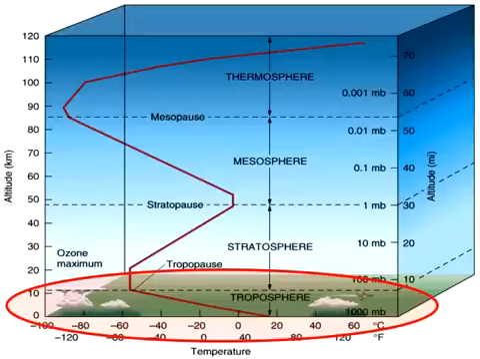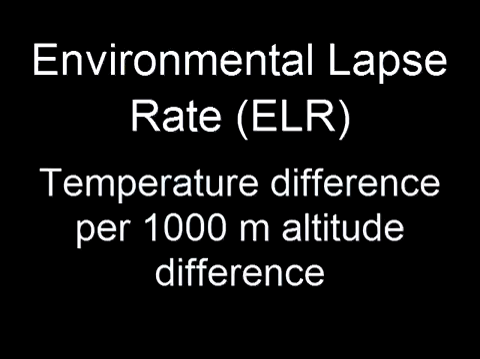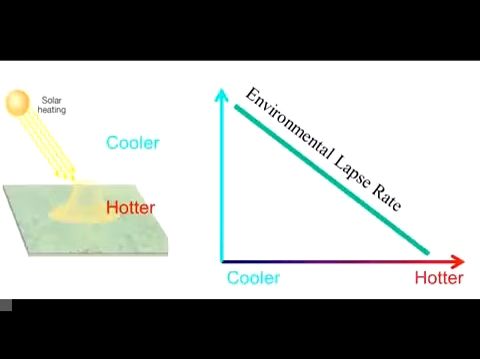This decrease of temperature with altitude is expressed by the so-called environmental lapse rate, ELR, which is also named ambient lapse rate. Similar to the other lapse rates, it's expressed in temperature difference per 1000 meter altitude difference. The environmental lapse rate varies with time and place.